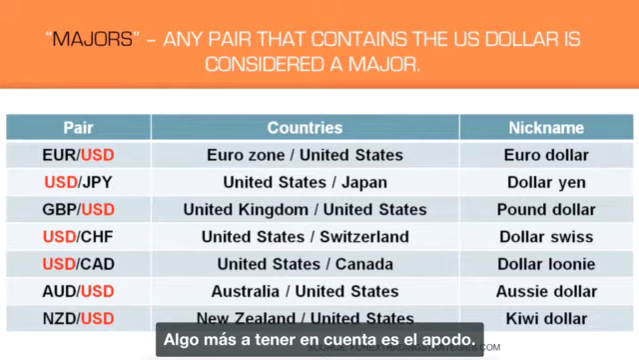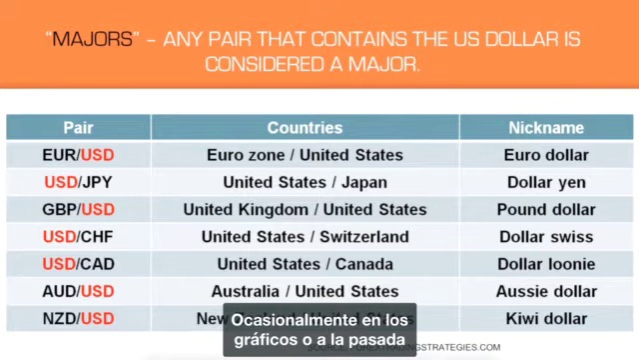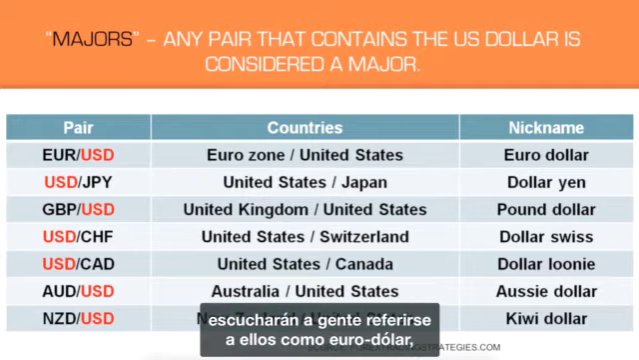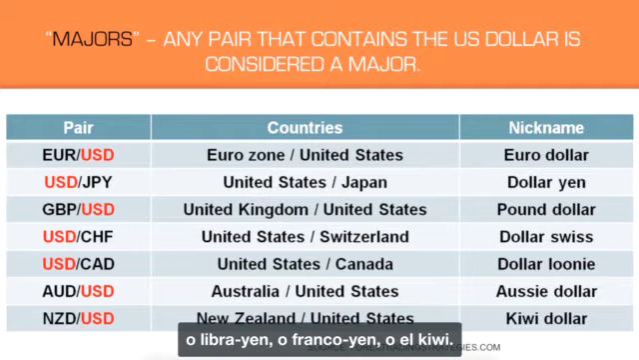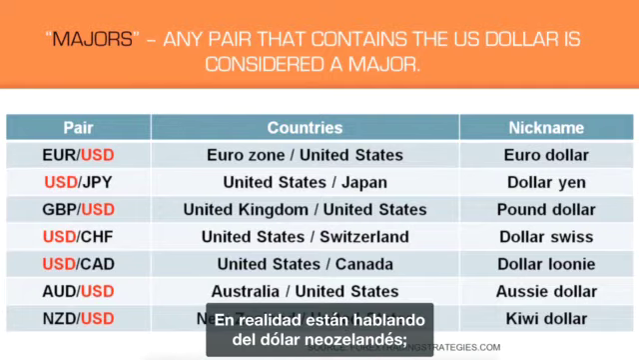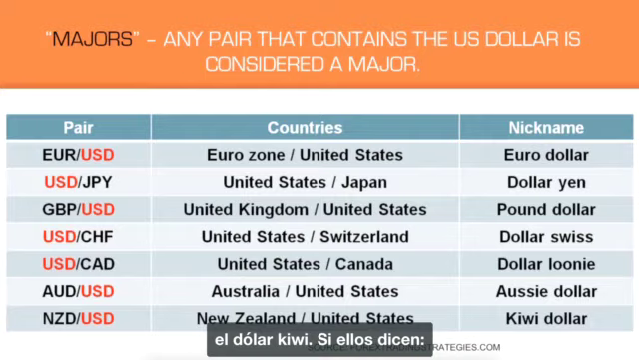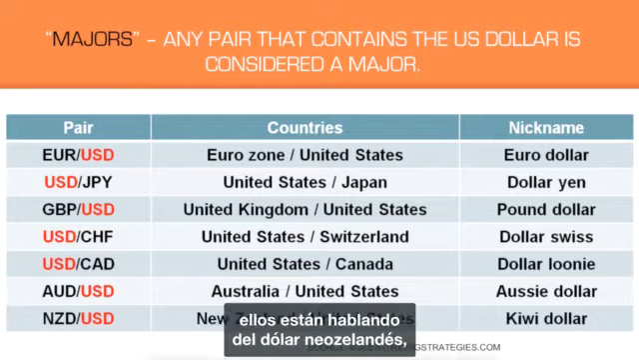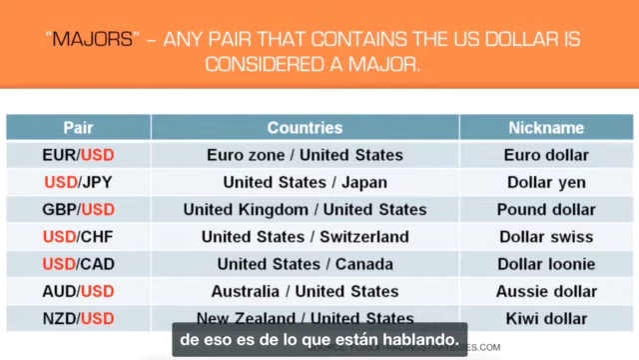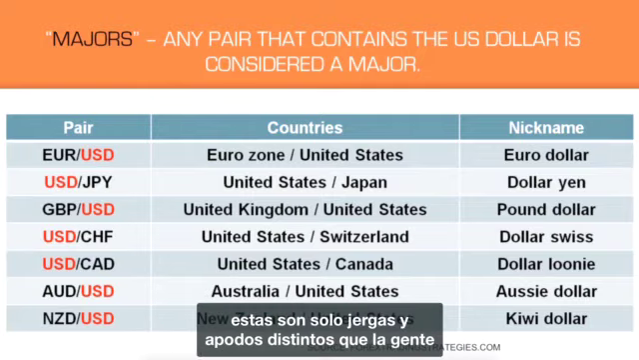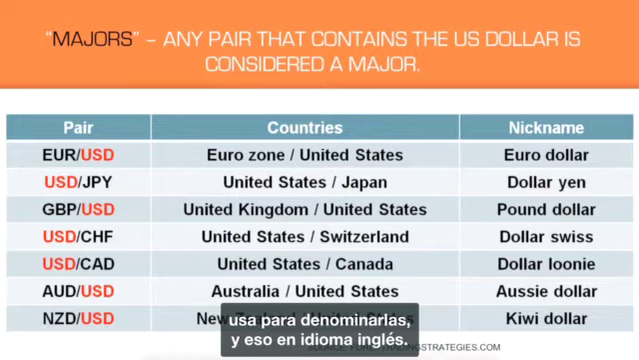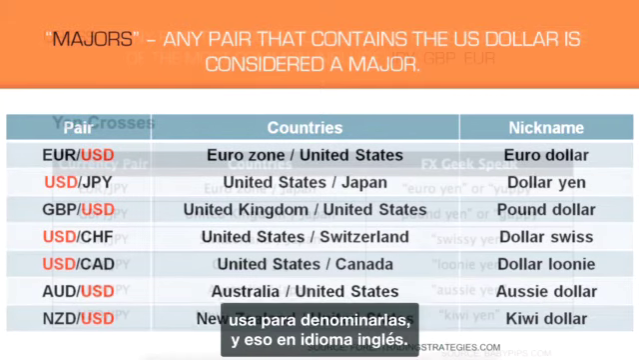Those are all majors. Something else to take note of is the nickname. Occasionally in the chats or around or just, in passing, you'll hear people refer to them as the Euro dollar or the pound yen or the Swiss yen or the Kiwi. What are they talking about? They're actually talking about the New Zealand dollar, the Kiwi dollar. If they said, hey, I'm trading that Kiwi, they're talking about the New Zealand dollar. That's what they're talking about, okay? Or the Swissy or the Loonie. These are just different slangs and nicknames that people actually call them, and that's in regards to English.